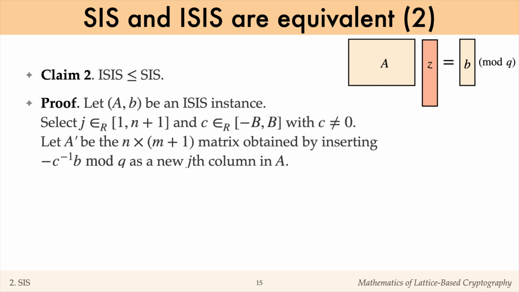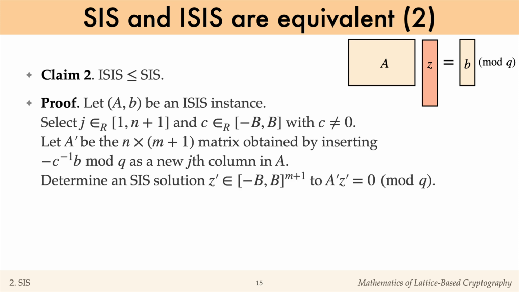Let A prime be the matrix obtained by inserting minus C inverse times B modulo Q as a new jth column in A. Note that A prime has n rows and m plus 1 columns. We'll now use our SIS solver to efficiently find, with non-negligible probability, a small non-zero Z prime that satisfies A prime times Z prime equals 0 modulo Q.